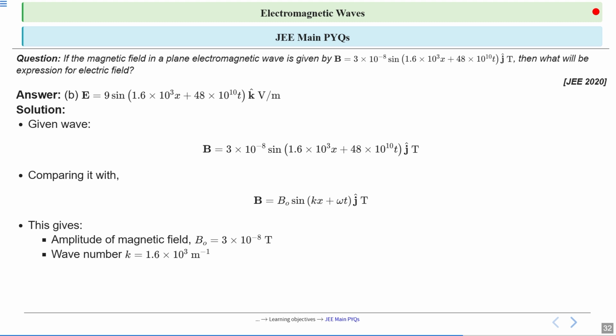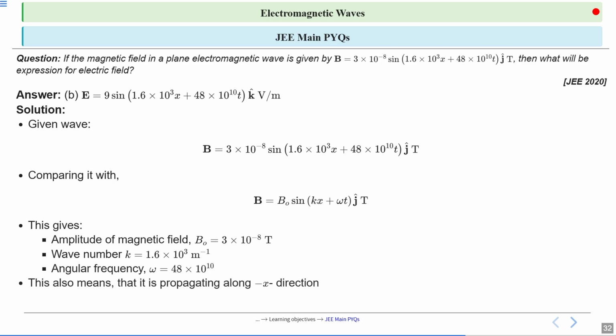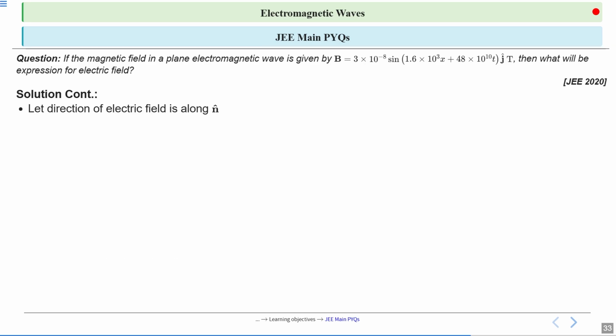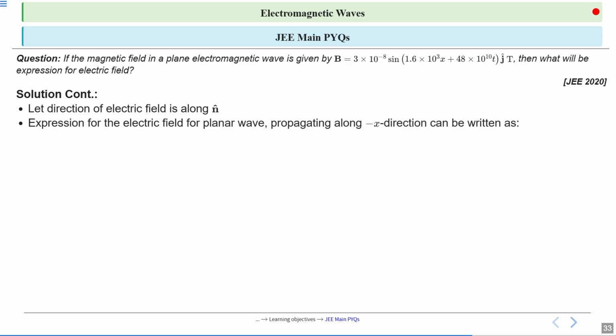Also wave number k equal to 1.6 into 10 to the power 3 meter inverse. And angular frequency omega is equal to 48 into 10 to the power 10. This also means that it is propagating along minus x direction. Let direction of electric field be along n cap. So you have to assume the direction of electric field is along n cap. So expression for electric field for planar wave: E equal to E naught sine (kx plus omega t) n cap volt per meter.